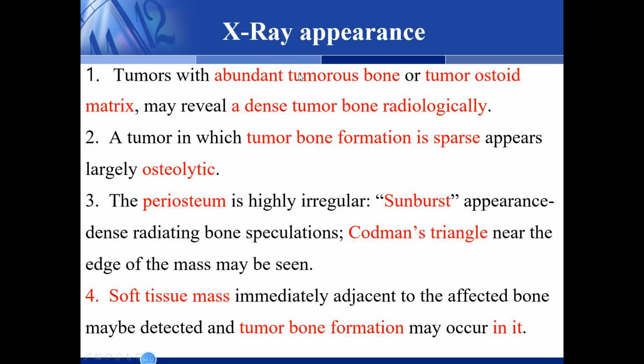The X-ray appearance. 1. Tumors with abundant tumorous bone or tumor osteoid matrix may reveal a dense tumor bone radiologically. There is very high density in the X-ray. 2. A tumor in which tumor bone formation is sparse appears largely osteolytic.